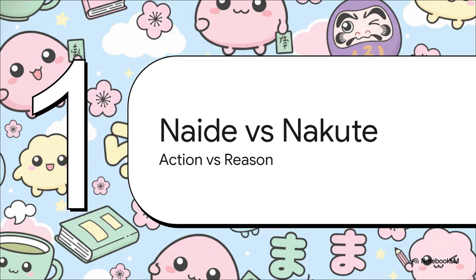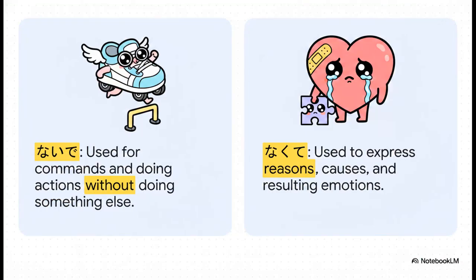Section 2, naide versus nakute. Action versus reason. If you've been mixing these two up, trust me, you are not alone. It is arguably the most common hurdle for N4 learners, but don't worry, we are about to clear it up permanently. Here is the logical breakdown.